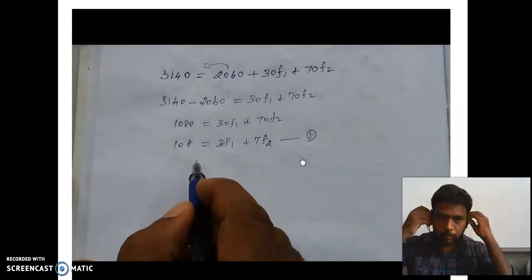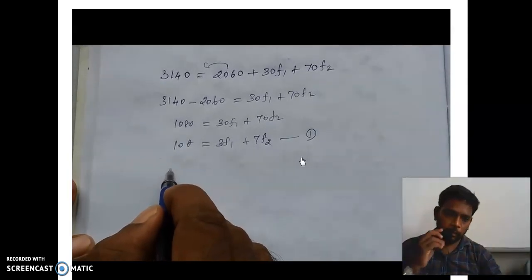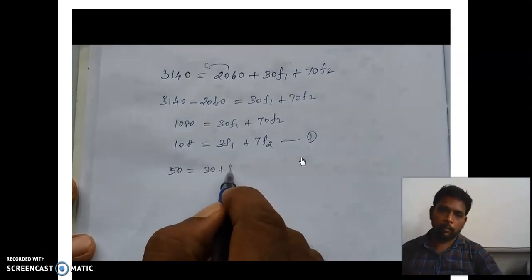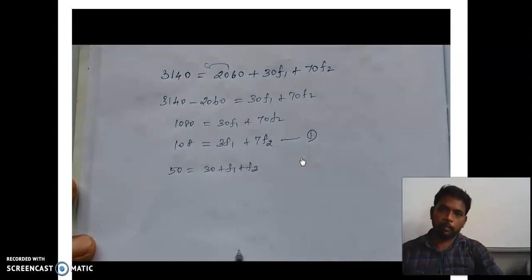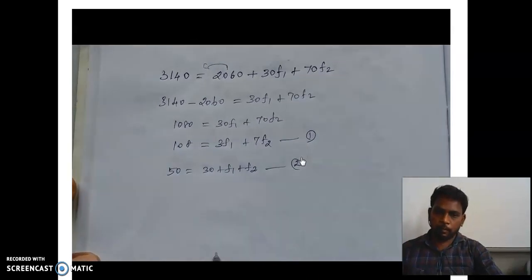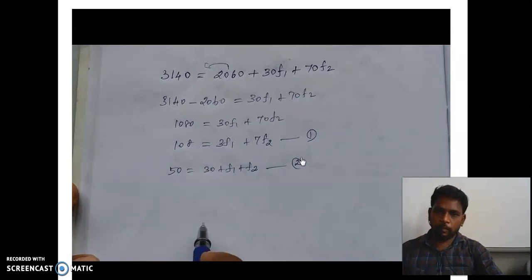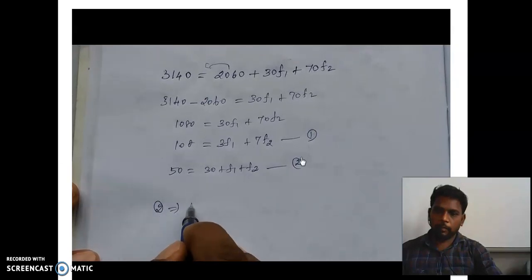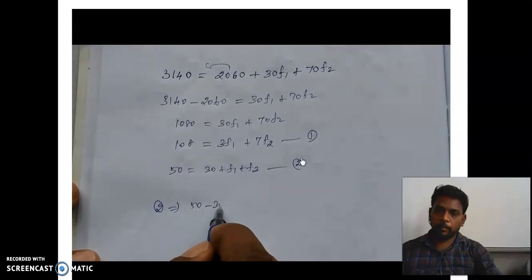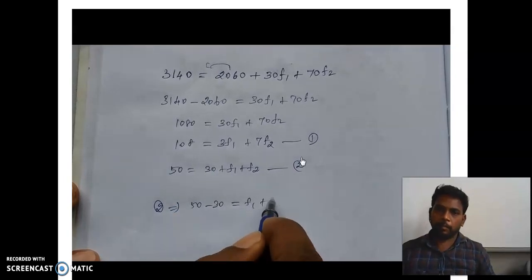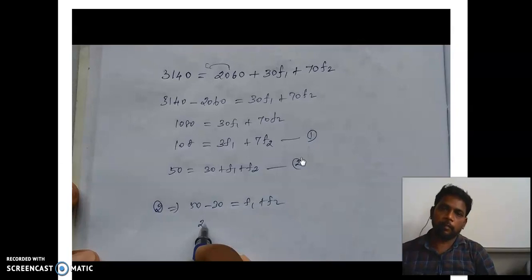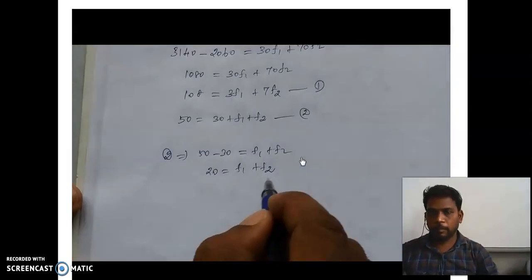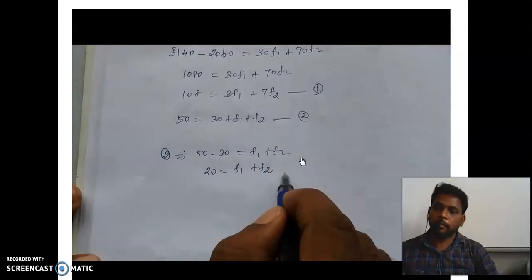We already have the total frequency as 50, and that will be equal to 30 plus f1 plus f2. Let us make this equation number 2. Now solve these two equations. In equation 2, bring the 30 to the left-hand side, so 50 minus 30 equals f1 plus f2, and 20 equals f1 plus f2. Let us take this as equation number 3.